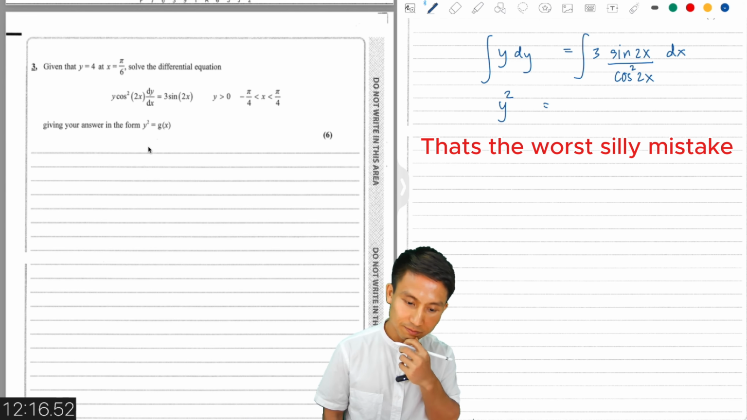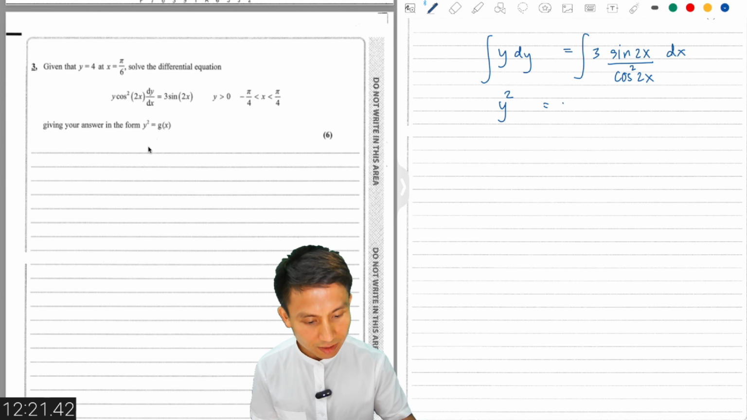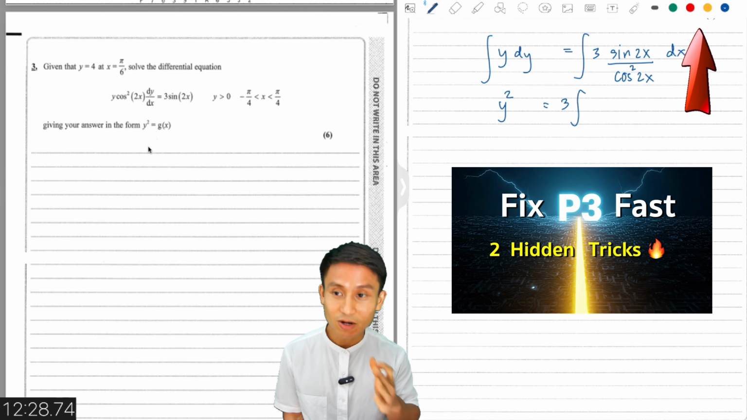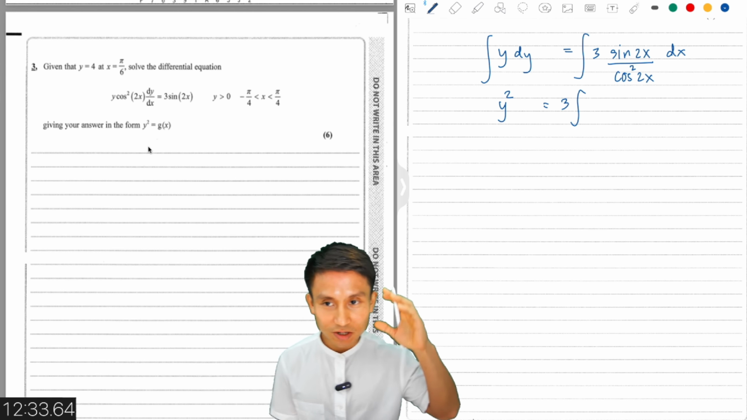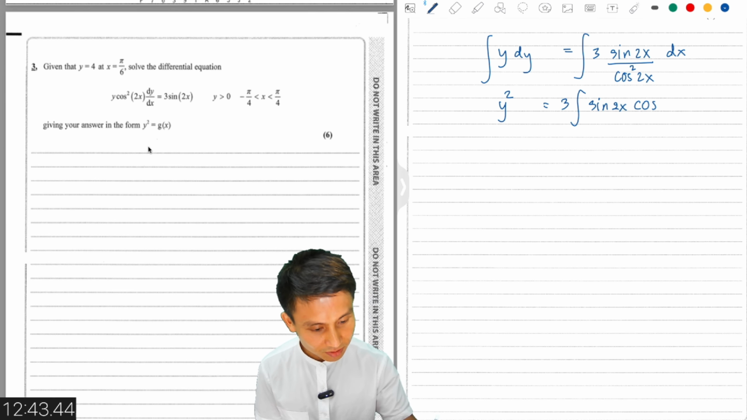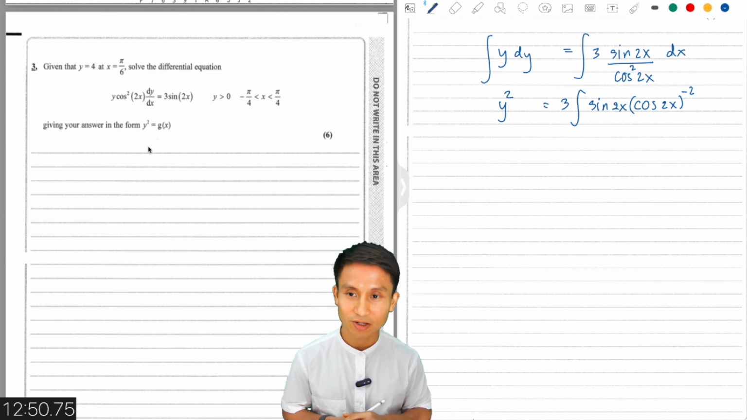On the right side, let's see, interesting. Aha, but I spot something useful. If you haven't seen my video on how to do reverse chain rule in P3, it's going to be very useful in P4 here, so go check out that video. We're going to use reverse chain rule because I spot this. Let me just tidy up, because you have cos 2x to the power of minus 2. There you go, that's what I spot.